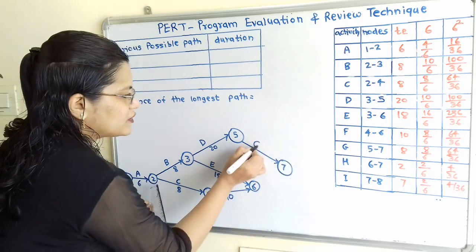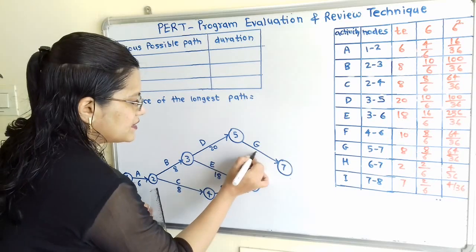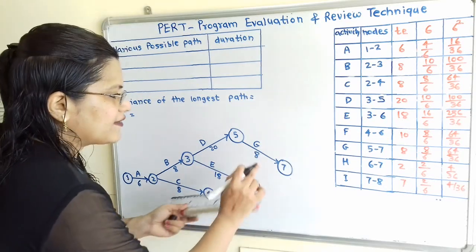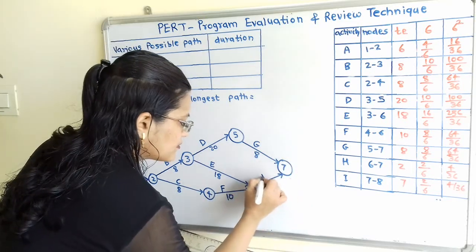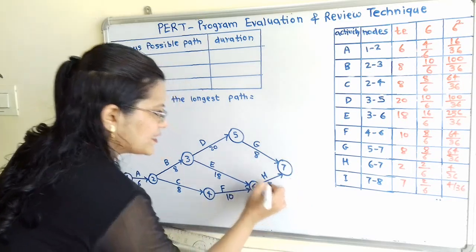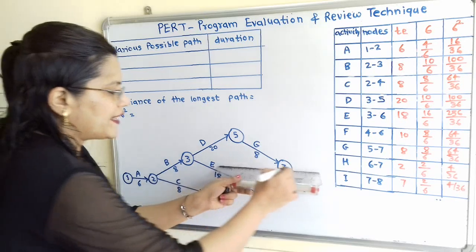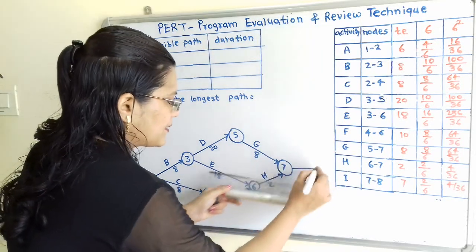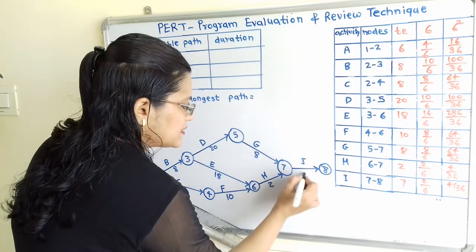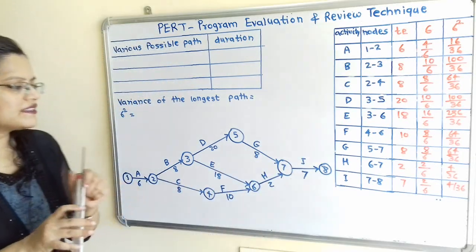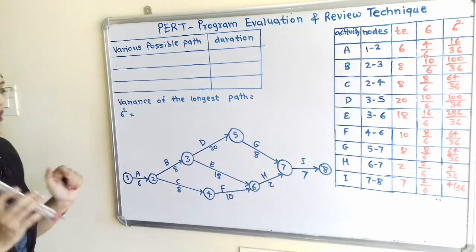For activity G, it is 8 days duration. For activity H, it is 6 to 7, and it is 2 days duration. And then 7 to 8, that is activity I. It is 7 days duration. So this network diagram is getting completed.